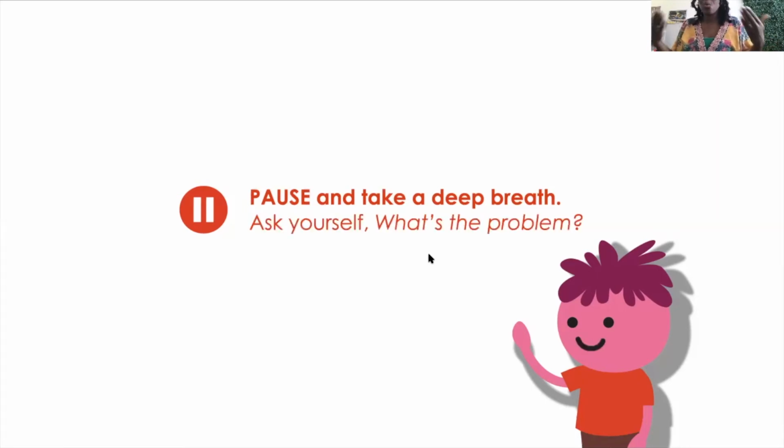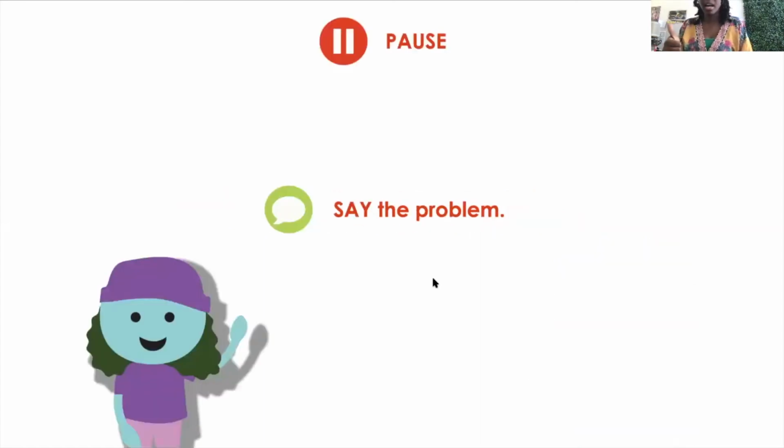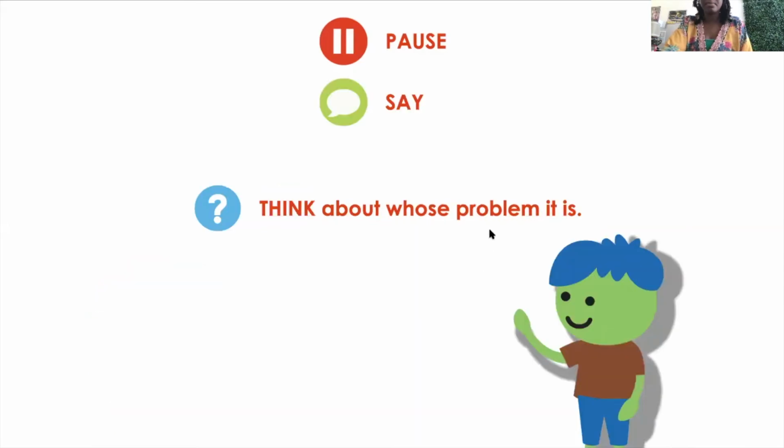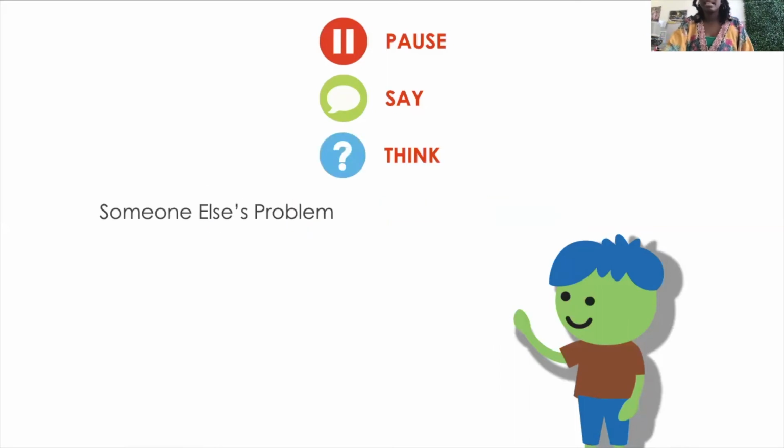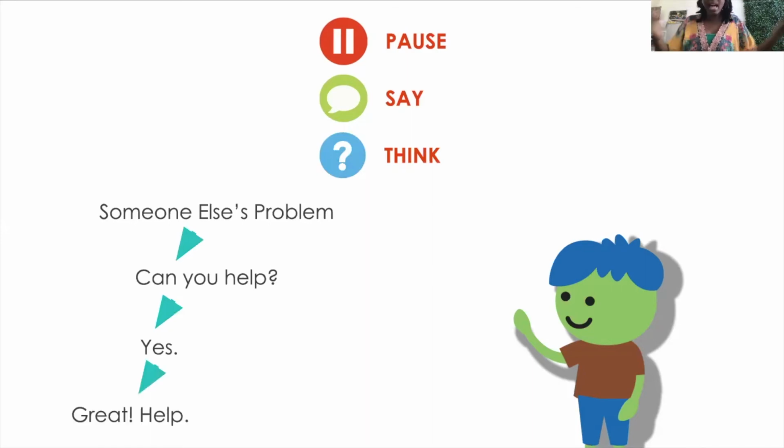and ask yourself, what is the problem? Pause. Take that deep breath and say the problem. And then think to yourself, whose problem is this? Is it someone else's problem? Can you help? If yes, then help. But if it's someone else's problem and you can't help, don't worry about it.